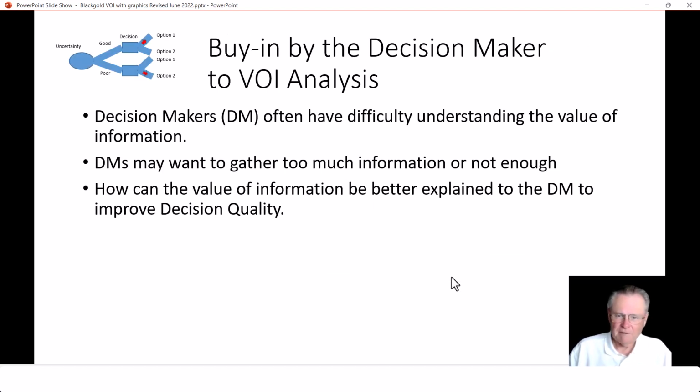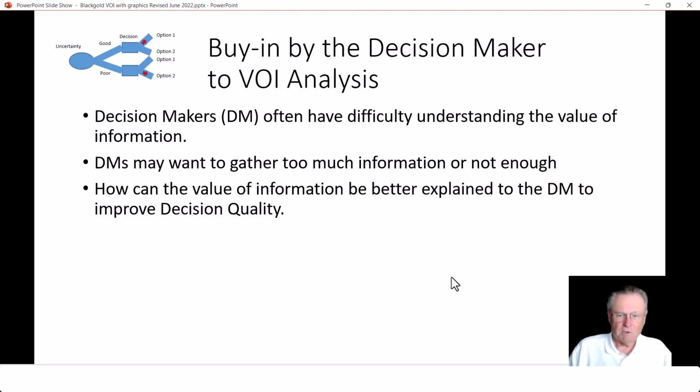Decision makers often have difficulty understanding the value of information. I know I've had examples where we've done the analysis and then the decision maker, despite the evidence, said, no, I don't want to do that. I can't afford a loss on gathering information.